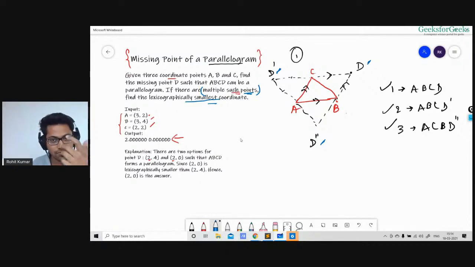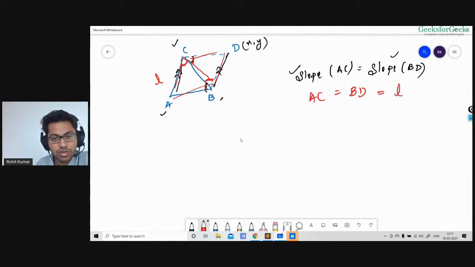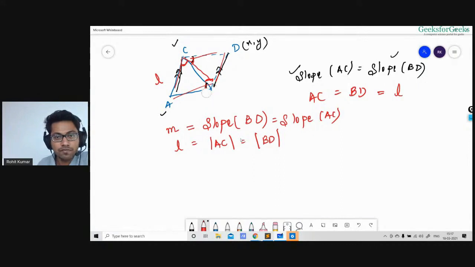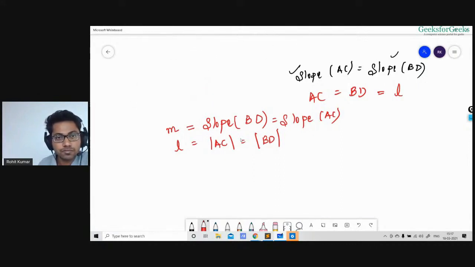Now let's try to develop the logic for this question. Okay. All right. So now we have three things. We have slope, which I denote as M. This is my slope of BD, which is equal to slope of AC. And after that, we have L, which is the length of AC, which is equal to the length of BD. Okay. Now let me clear all of this and let me draw a fresh figure.